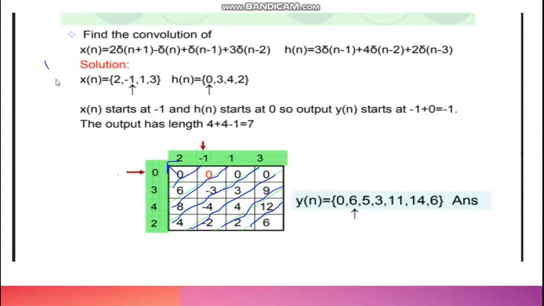So this is a very simple method to find the convolution. If you look at the graphical method and the basic equation method, they are very lengthy and time consuming, but the tabular method is very simple, right?